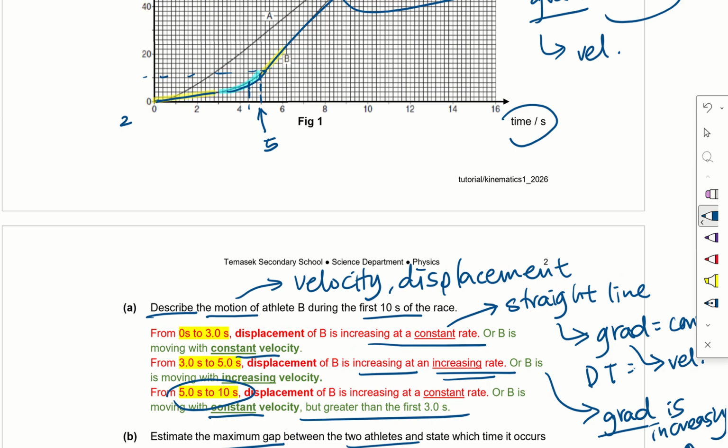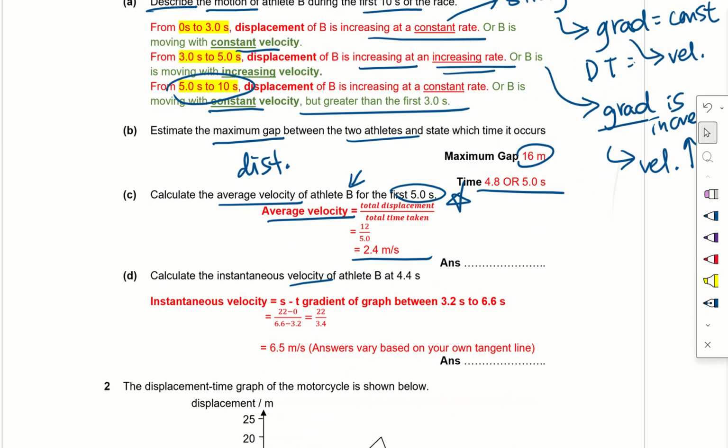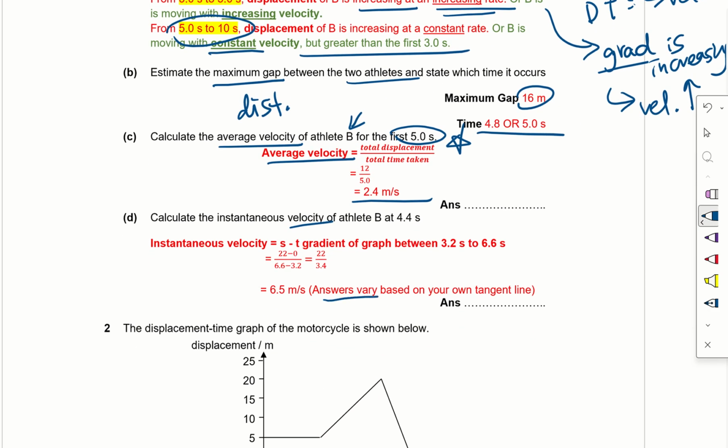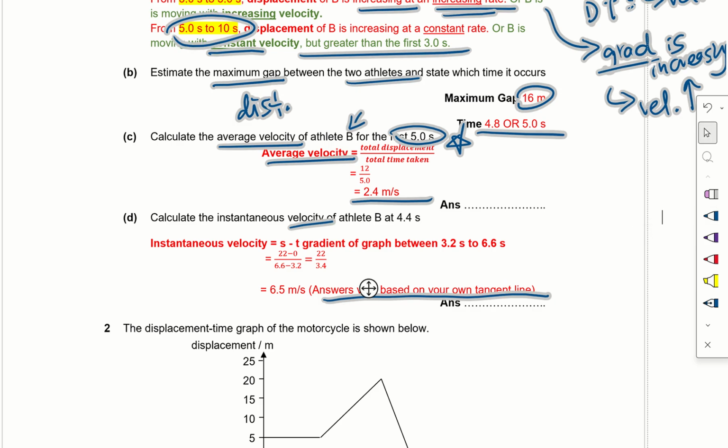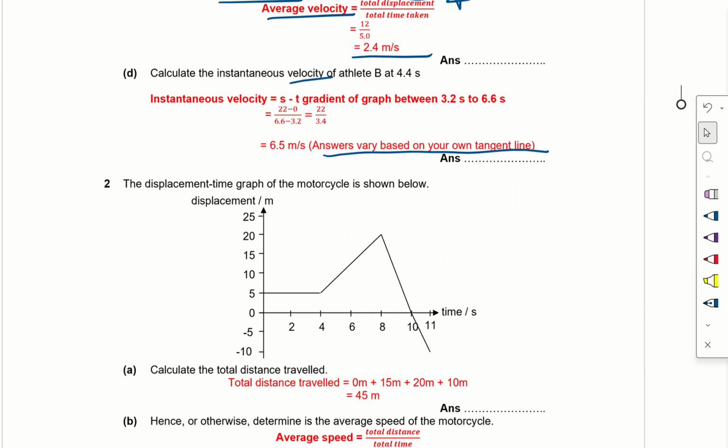So you actually have to draw a tangent at 4.4 seconds. And using this tangent, you work out the rise over the run, and it will be equal to the gradient at that point. Okay? So the answer says that it varies based on your own tangent line. So when the line is not a straight line, it is a curve, then you need to be able to draw a tangent. Okay, so that's for question 1.